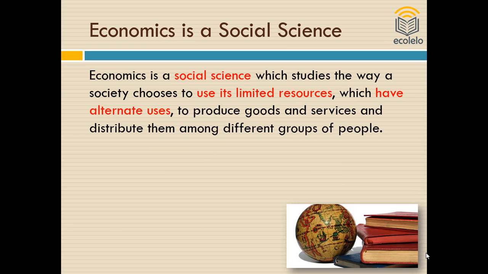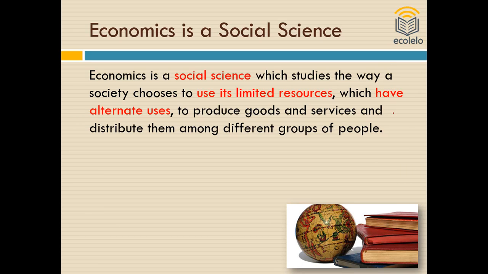Now, economics is a social science. What does it mean in basic sense, in layman language? Suppose I ask you, what is economics? Your answer would not be, oh, according to A.J. Brown, economics is this. Generally, it doesn't happen. If somebody asks you what is economics, you give that person a general definition, and that general definition is this. Economics is a social science which studies the way a society chooses to use its limited resources, which have alternate uses, to produce goods and services and distribute them among different groups of people.